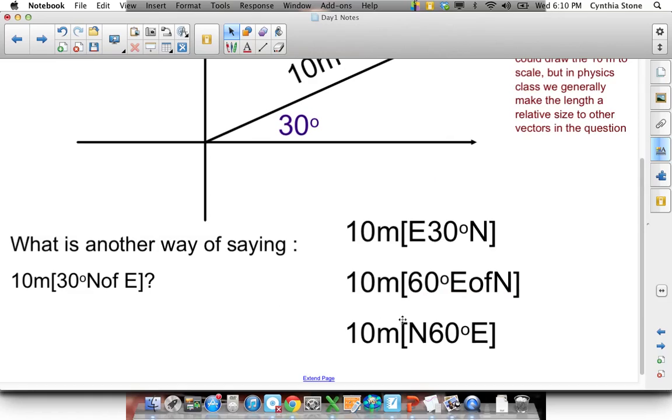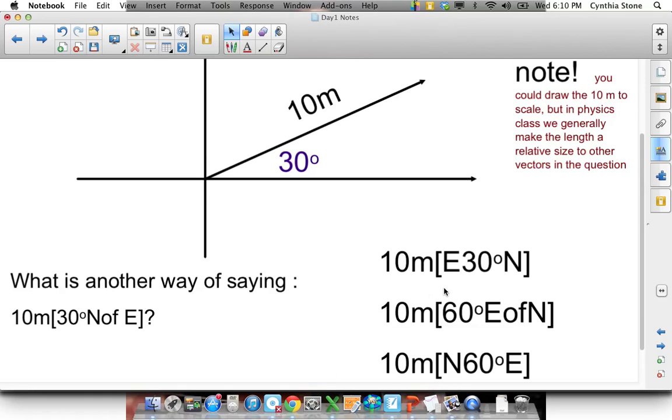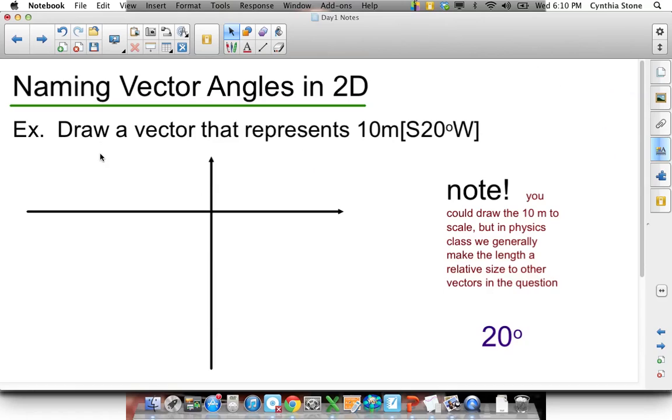And if not, of course, we can talk about it in class, and we will do some clickers in class as well on that. Moving on to the next one, I'm going to do another similar example. Draw a vector that represents 10 meters south, 20 degrees west. So I'm just going to get my arrow here, south, 20 degrees west. So it'll be in this quadrant here.